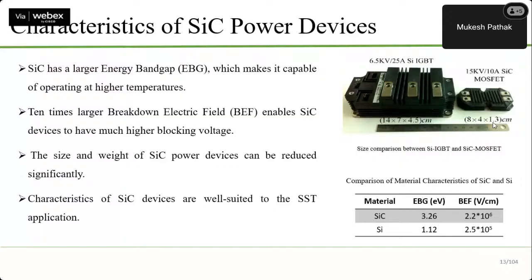These SiC devices, as they are hitting the market, look tailor-made for SST applications, because with the arrival of these devices it is possible to reduce the size of the transformer, and that reduction can accommodate the slight decrease in efficiency.